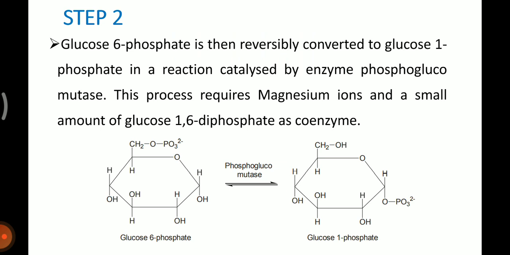And also the activator, magnesium ions, and the coenzyme glucose 1,6-diphosphate are involved in the reaction. Here, phosphoglucomutase is a protein and glucose 1,6-diphosphate is a non-protein part. You know that phosphoglucomutase is an enzyme and glucose 1,6-diphosphate is a coenzyme involved in the reaction. It is a supporter of the enzyme for this reaction.